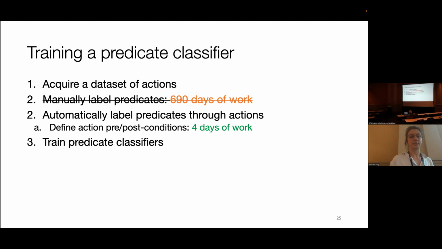Now once you have this data and have done this automatic labeling, you can train this predicate classifier. So in just 4 days, we obtained an automatically labeled data set. Thank you to the data set collectors, obviously. But now we have these labels for the predicates that would otherwise have taken 690 days.